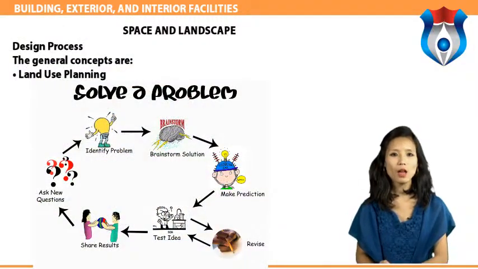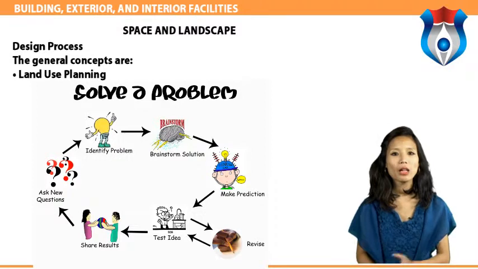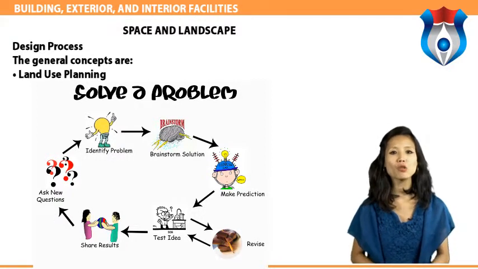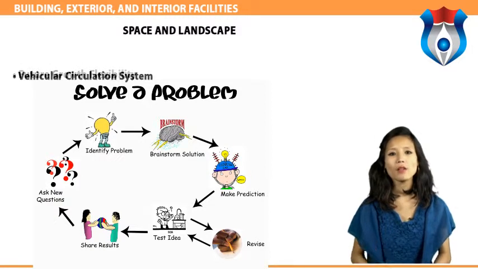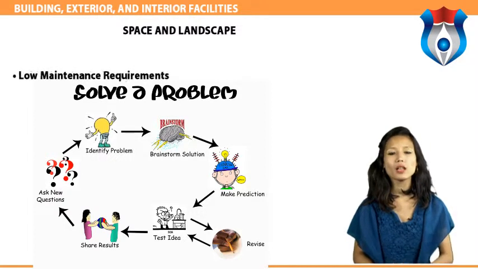Design process. The general concepts are land use planning based on mission requirements, ecology, physical development, and visual character of the installation. Future growth flexibility: plan for expansion to meet future needs of the installation. Vehicular circulation system serves the base but does not dominate the setting. Low maintenance requirements: design and selection of elements for durability and life cycle cost benefits.